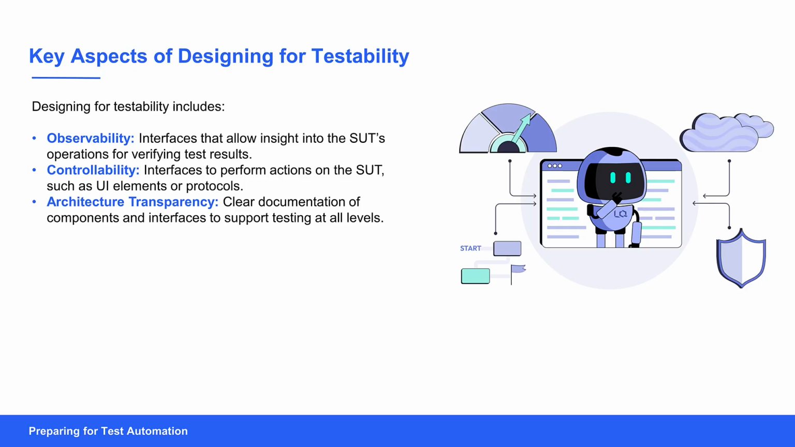Finally, there's architecture transparency. It's important that the system's architecture is well documented and easy to understand. Clear documentation helps testers to know exactly where to look for potential issues and how to interact with different components of the system. This transparency supports both observability and controllability and ultimately leads to better quality testing across all levels of the system.